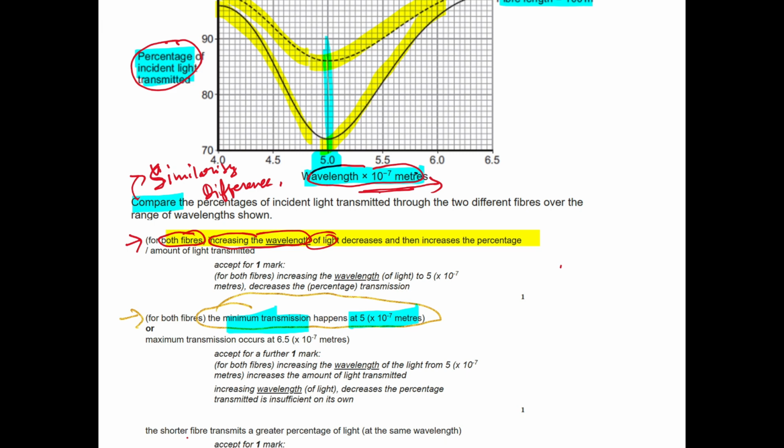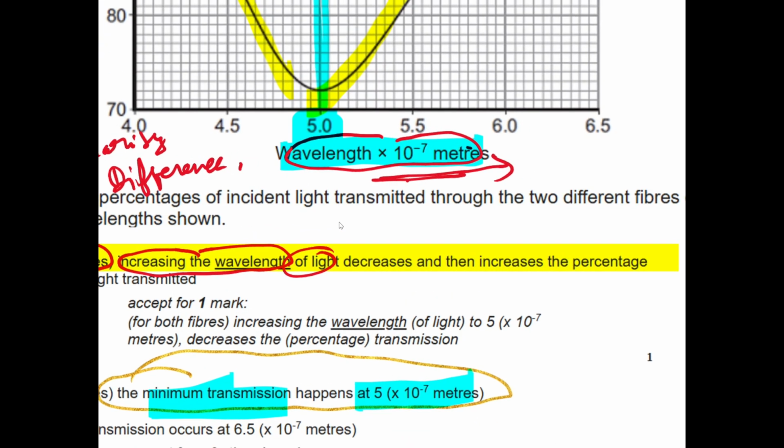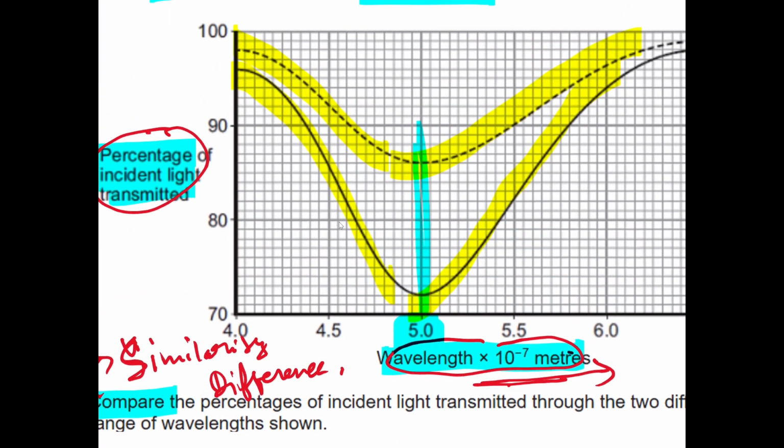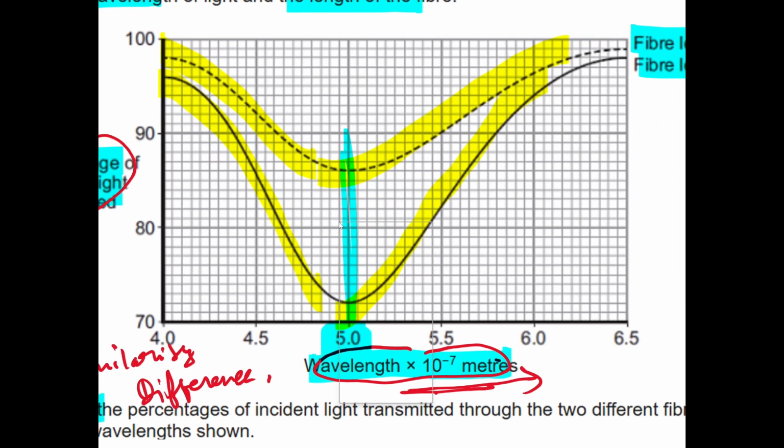And then we need a difference, because that's two similarities we have discussed, and the difference is that the shorter fiber transmits a greater percentage of light. If I highlight this for you, and if I go back to the graph, make it slightly bigger to explain this, that shorter fiber. So where is your shorter fiber? It's here, and I'm going to highlight it with the pink color.